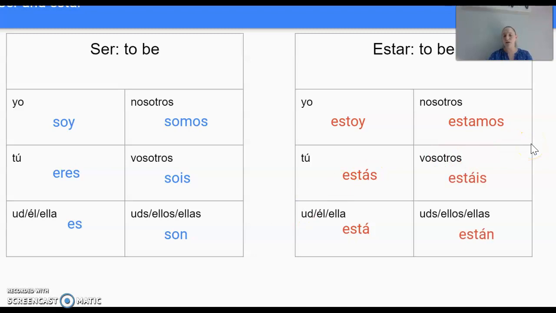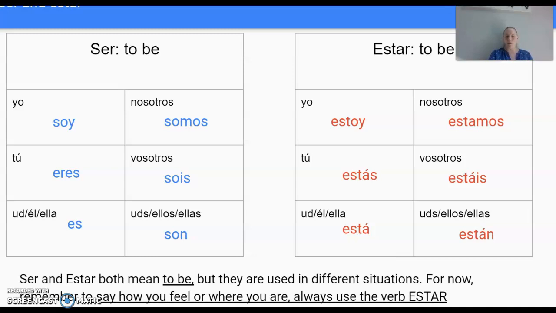If you do not put your accents on a verb and it needs an accent, I take off the entire point. Okay? Especially with estar, because estás with an accent means you are, and estas with no accent means these; esta with no accent means this. It changes the whole meaning of it. For the most part, since they both mean to be, to say how you feel or where you are, always use the verb estar. Okay, that's a general rule. We're going to get more specifics with that as we go.